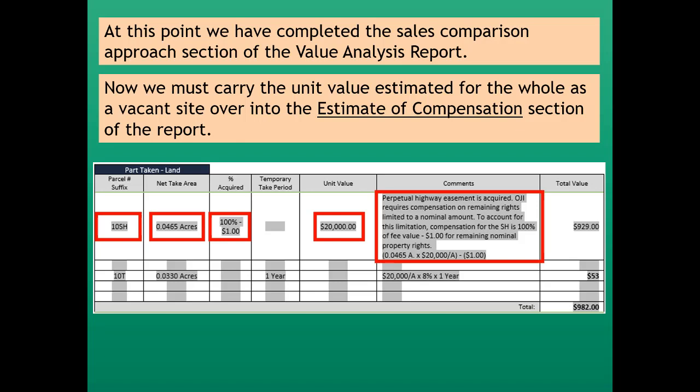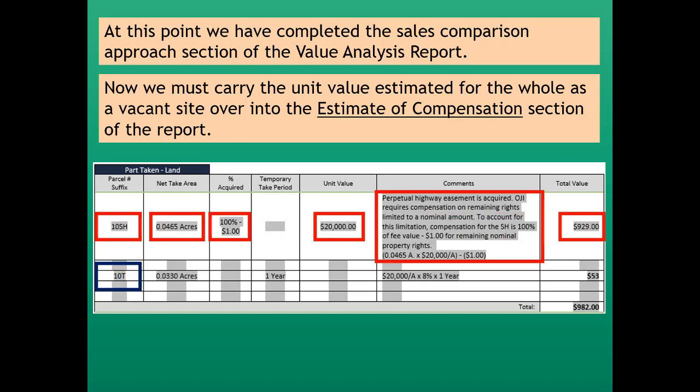So the way we calculate it is you take the size of the SH acquisition, 0.0465 acres, we multiply that by $20,000 an acre to give us the fee value of that land taken, and then we less out $1 to reflect the remaining nominal property rights that the owner retains. And that indicates a total value for the SH easement taken of $929.